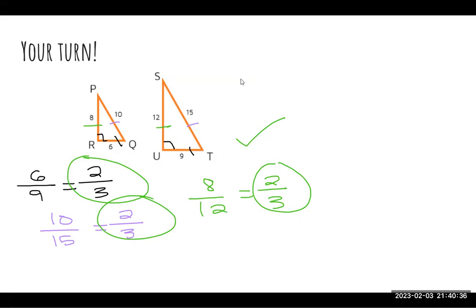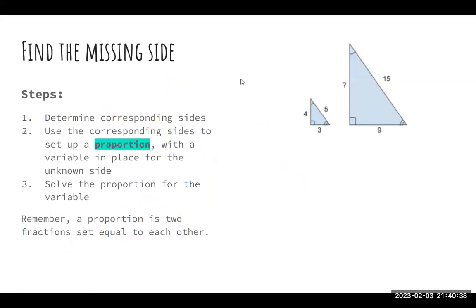All right, great job. Now let's take this one step further, and we're going to find the missing side. So in here, we have similar triangles, and we're trying to determine what the length of the missing side is. So our steps. First, we are going to determine the corresponding sides. We will use the corresponding sides to set up a proportion with a variable in place for the unknown side, and then we will solve the proportion for the variable. Remember, a proportion is just two fractions set equal to each other.